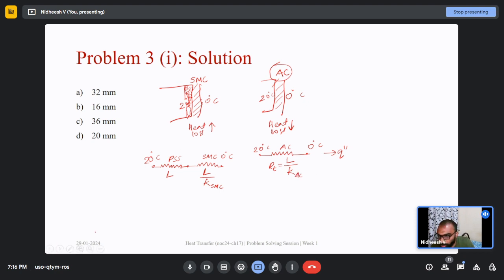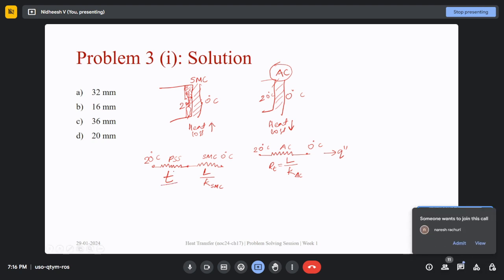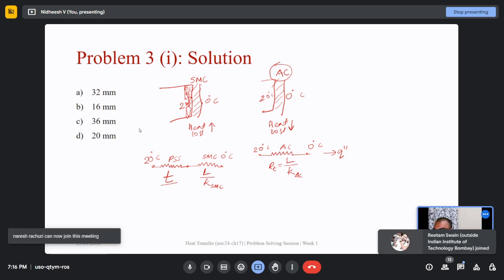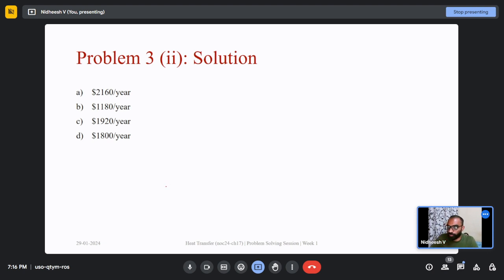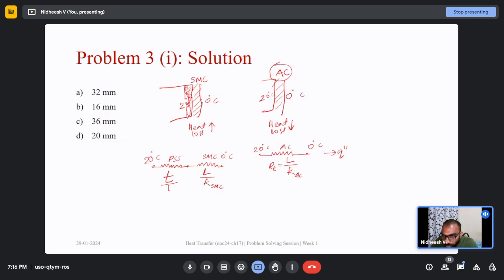And I should not write this as L. This is what we need to find out. We need to find out the thickness of polystyrene sheet that should be added. So the thermal resistance of polystyrene sheet would be again the length by thermal conductivity of polystyrene sheet. Is this resistance circuit clear?